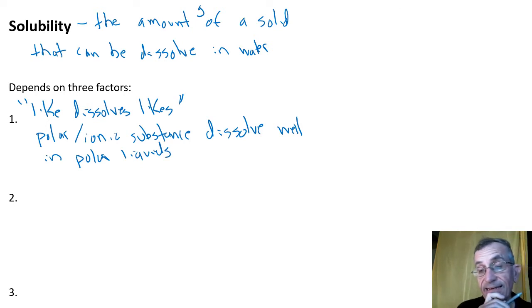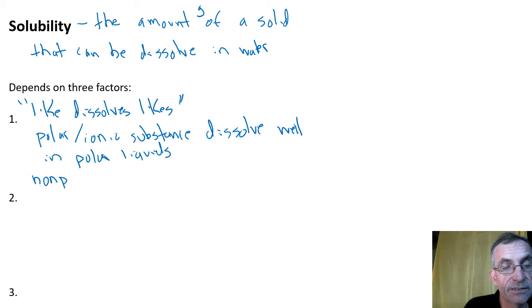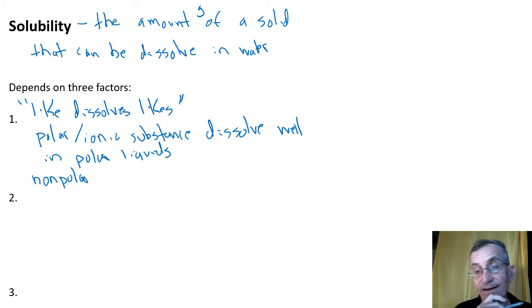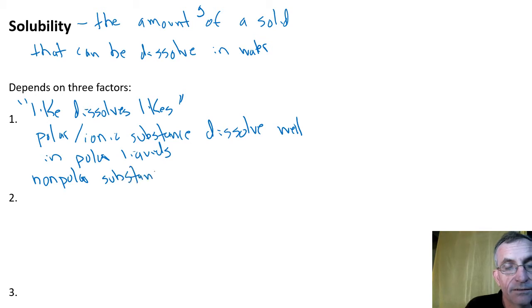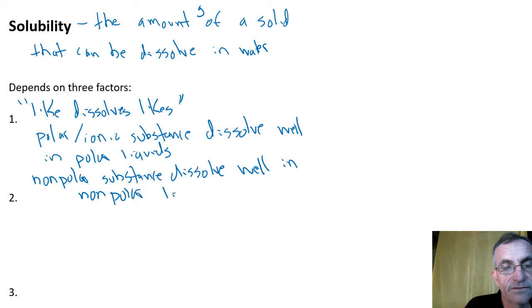On the other hand, if you're nonpolar, and we know what nonpolar is, right? Something without charges. Nonpolar substances dissolve well in nonpolar liquids. All right, so let me give you a few examples.